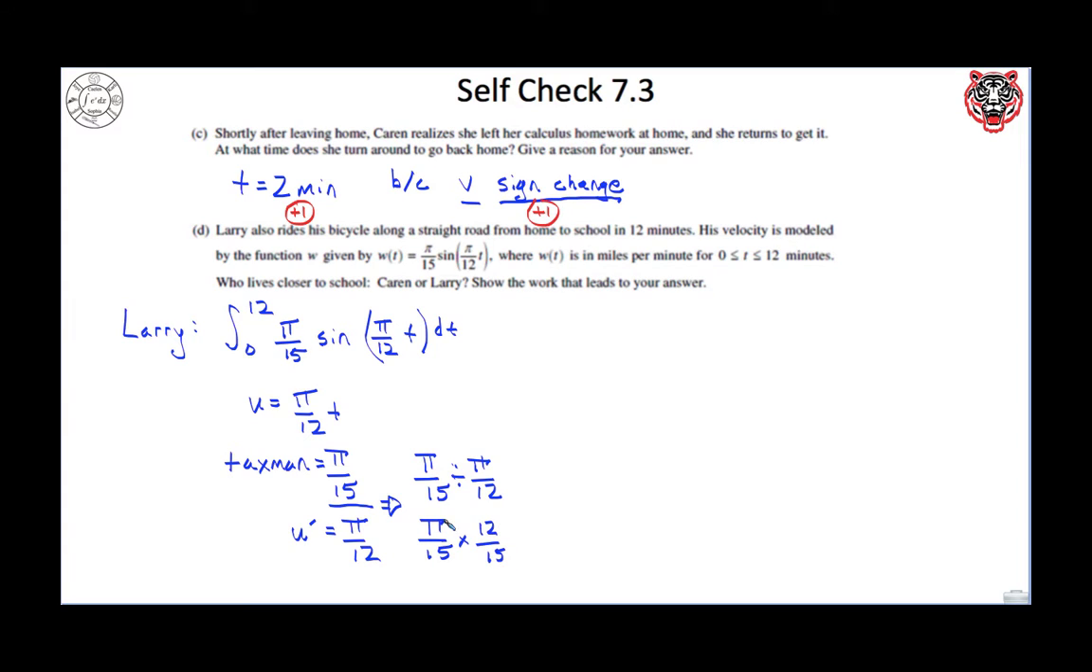The pi's cancel out, and you're left with 12 over 15, which simplifies by dividing top and bottom by 3 to 4 over 5. So we're going to pay the taxman with 4/5. This now turns into the integral between 0 and 12 of 4/5 sine of pi over 12 t dt. I'm just going to leave this as pi over 12 t. It should be a u, but we're not using u substitution.